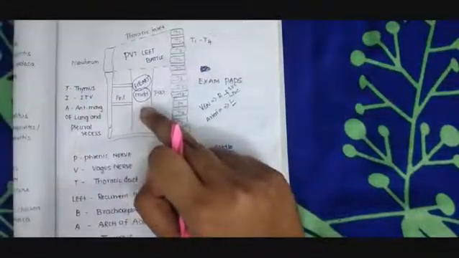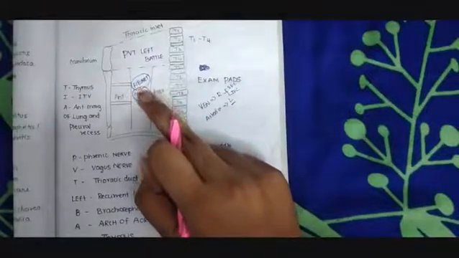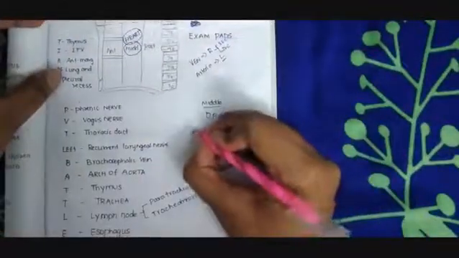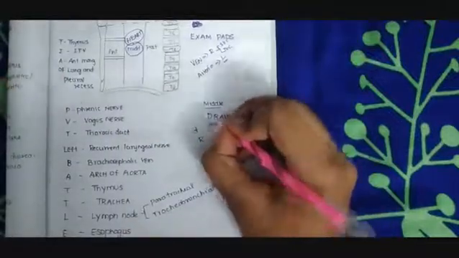Now let us discuss the content of the middle mediastinum in detail. As I already said, the very important content of the middle mediastinum is nothing but the heart and its covering, which is nothing but the pericardium. As you all know, the right side of the heart receives the deoxygenated blood and the left side of the heart receives the oxygenated blood.